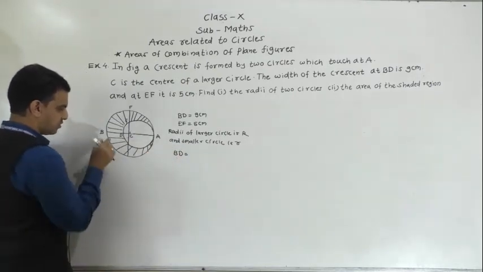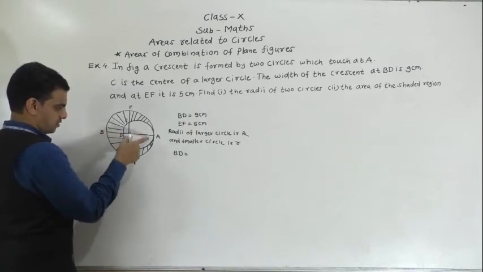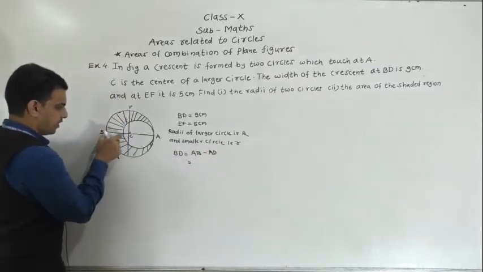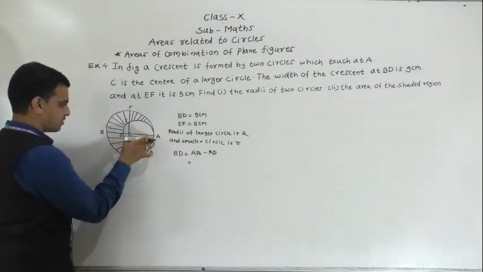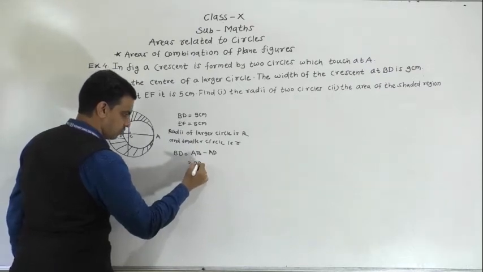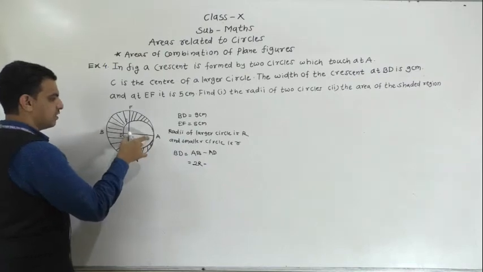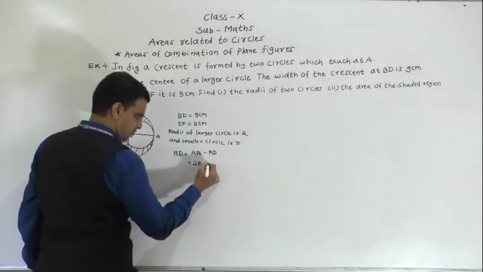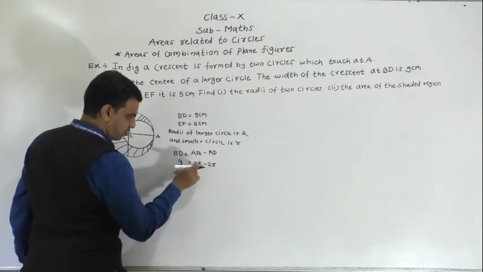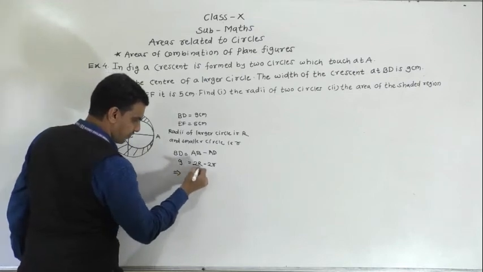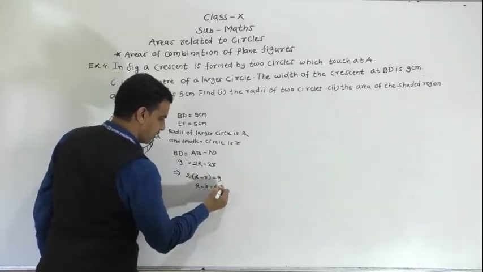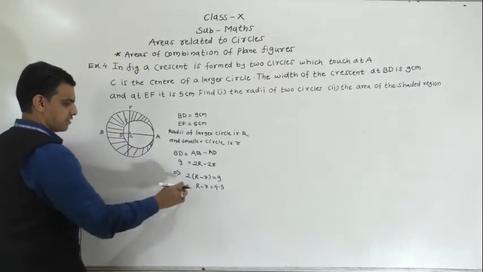Now we have BD. BD we can write as AB minus AD. Now AB is the diameter of the larger circle, so AB is equal to 2 into capital R, minus AD, that is the diameter of the smaller circle, so we write 2 into small r, and this BD is given as 9. So 2R minus 2r is equal to 9. If we take 2 common, R minus r is equal to 9 by 2, that is R minus r is equal to 4.5 centimeter. So R minus r we have, it is 4.5.